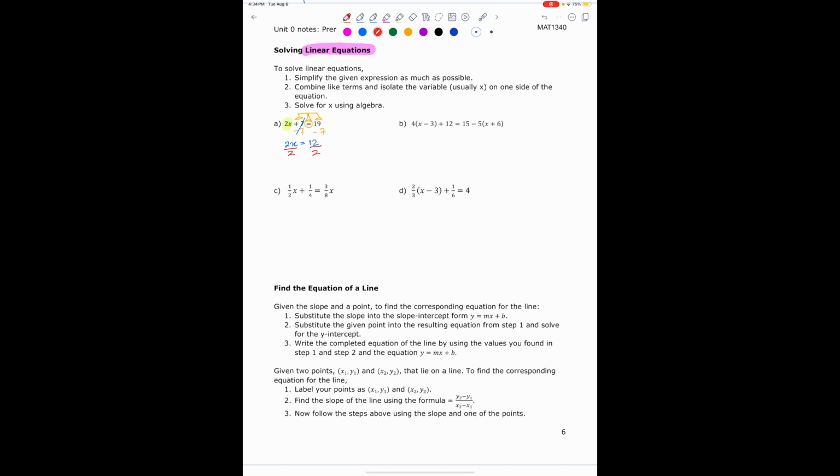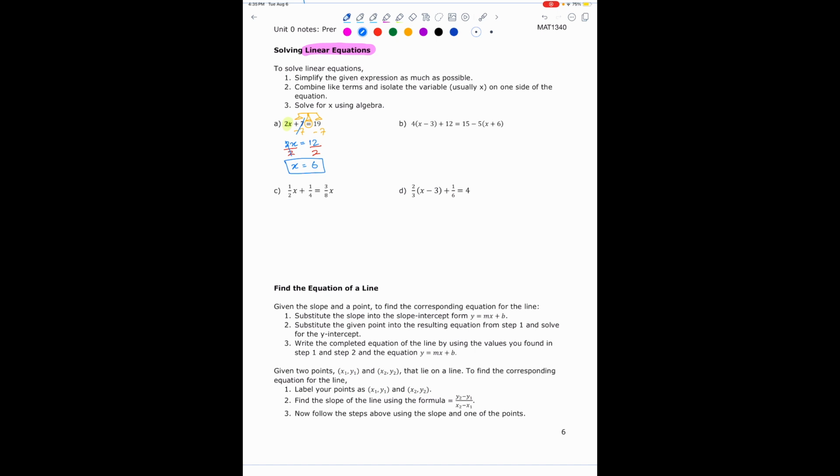Because this is an equation, it's a scale that we need to keep balanced. So whatever we do to one side, we do to the other side. The 2 cancels with 2. 2 divided by 2 is 1. So we have 1 times x, which is x, equals 12 divided by 2, which is 6. And that is the answer.